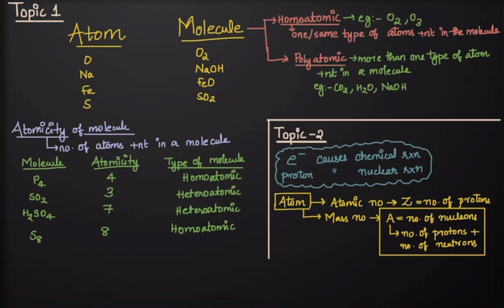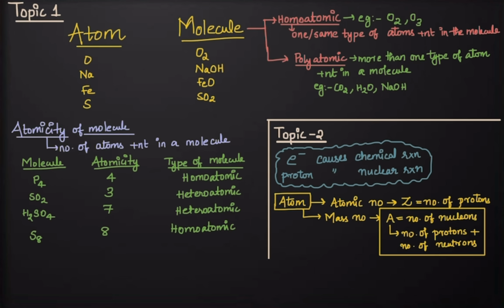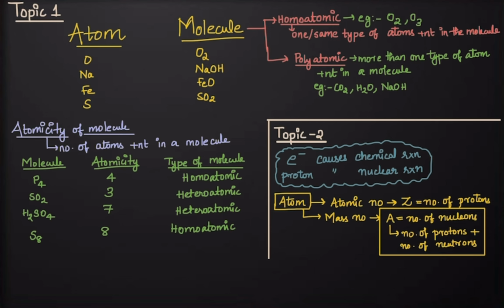Then comes the atomicity of the molecule. Atomicity of a molecule means the number of atoms present in a molecule. In the case of carbon dioxide, there are three atoms, that means one carbon plus two oxygen, right? And in the case of H2O, two hydrogen plus one oxygen is present. So atomicity is the number of atoms present in a molecule.